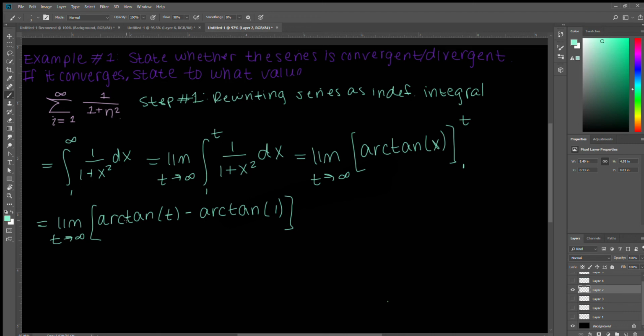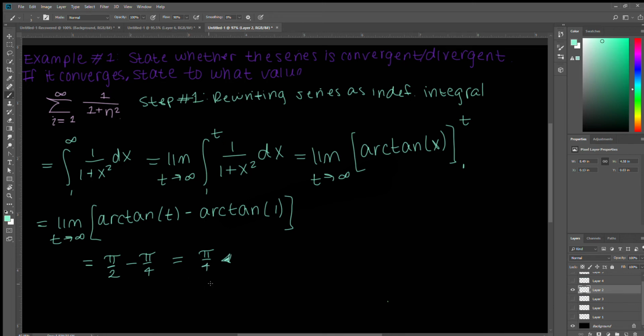And so, as the arctangent of t goes to an infinite value, this means that our output will become pi over 2. And as the arctangent approaches a value of 1, it will equal pi over 4. And pi over 2 minus pi over 4 is going to get us pi over 4.